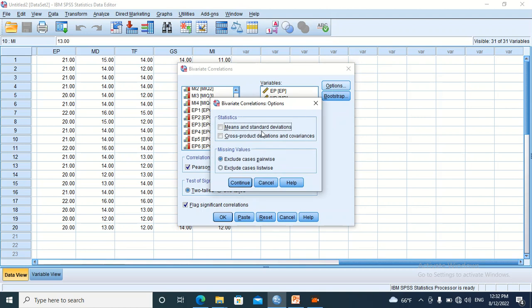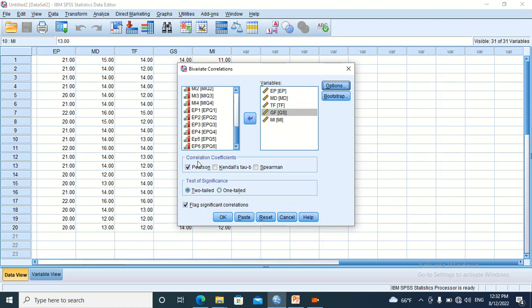Go to the options. There is exclude cases pairwise, for more than two or three variables that correlate with each other. You have to continue. Let us choose the correlation coefficients: Pearson correlation, Kendall's tau and Spearman correlation. Spearman is rank correlation; Pearson is a continuous correlation. Many researchers use Pearson correlation. Pearson correlation is essential to study, especially for social science students.